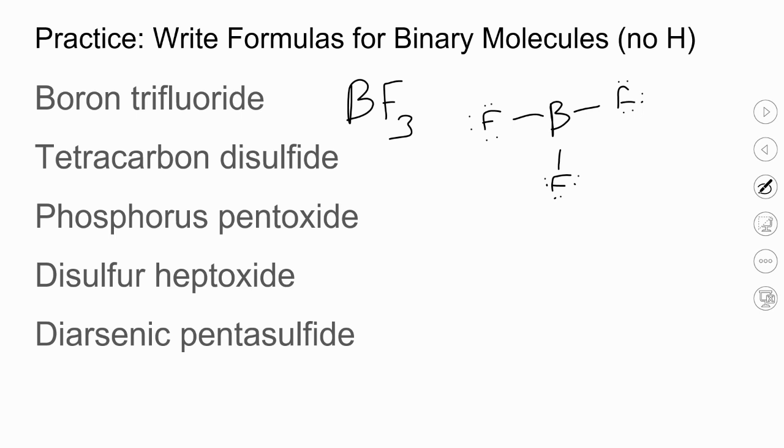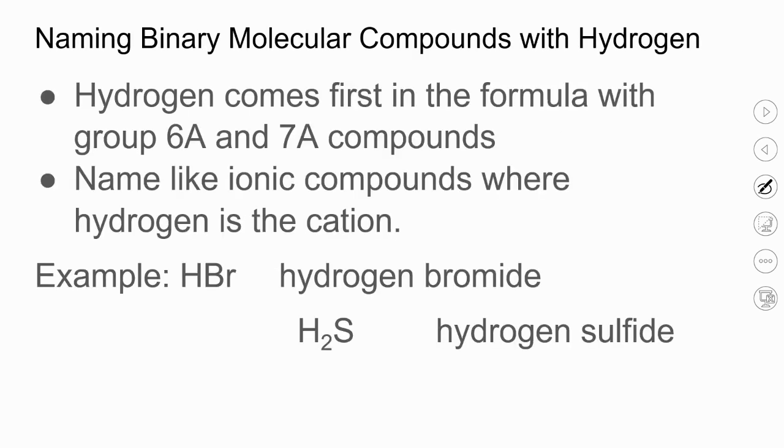Okay, how about this one? What would this be? Okay, 2 sulfurs. The hept means 7, so 7 oxygens. Okay. Alright, so that's another one of our topics.